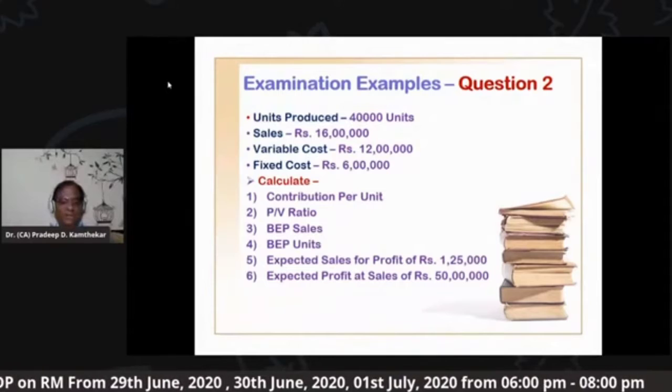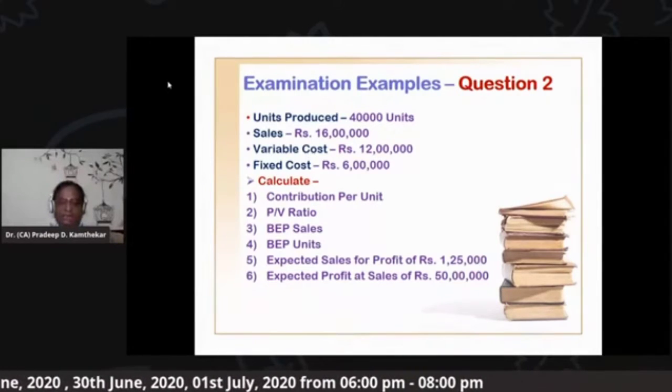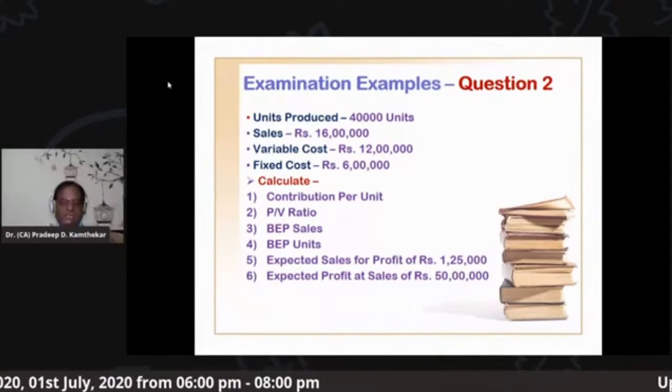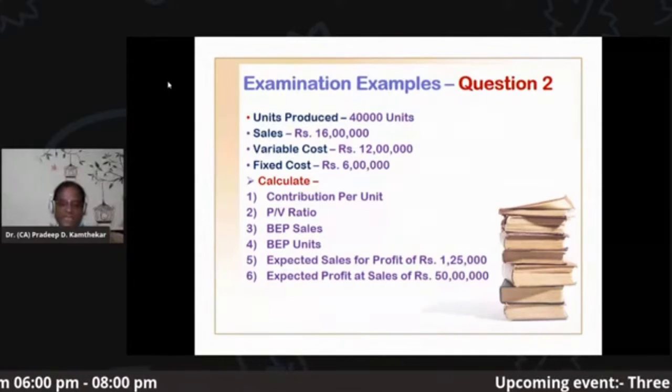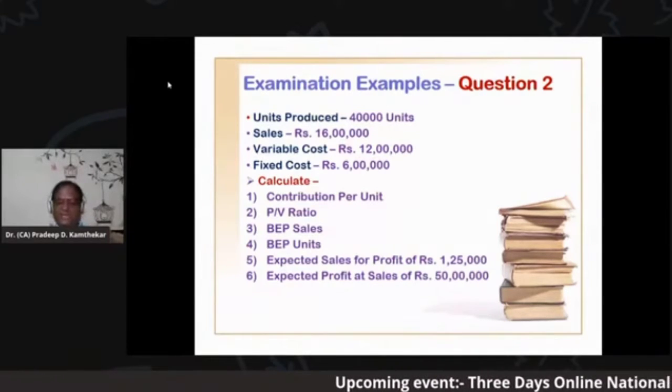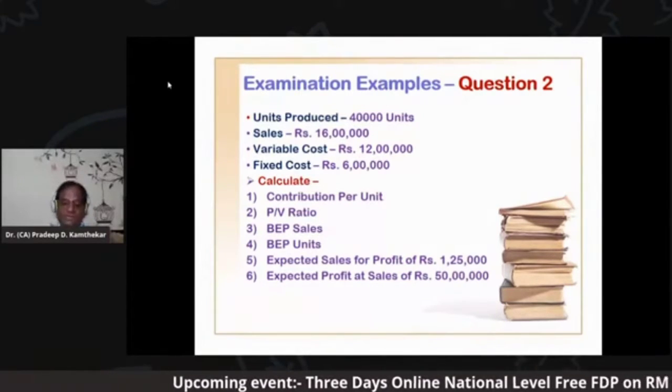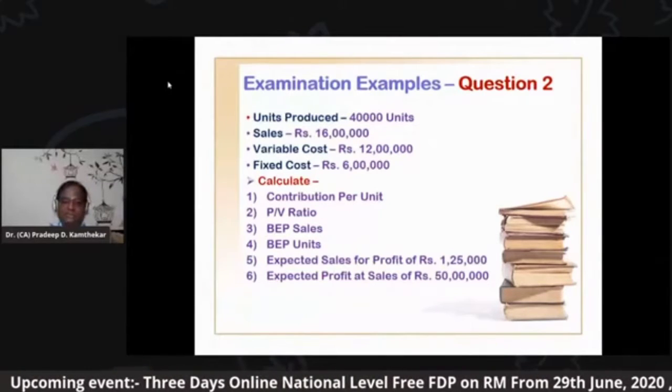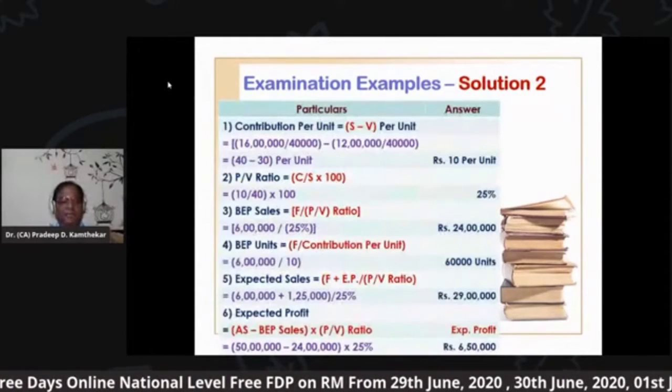Again, you are asked to calculate contribution per unit, PV ratio, break-even point in terms of sales, break-even point in terms of units, expected sales when the profit expected is 1 lakh 25,000, and expected profit for a sales of 50 lakhs. Let us see this now.